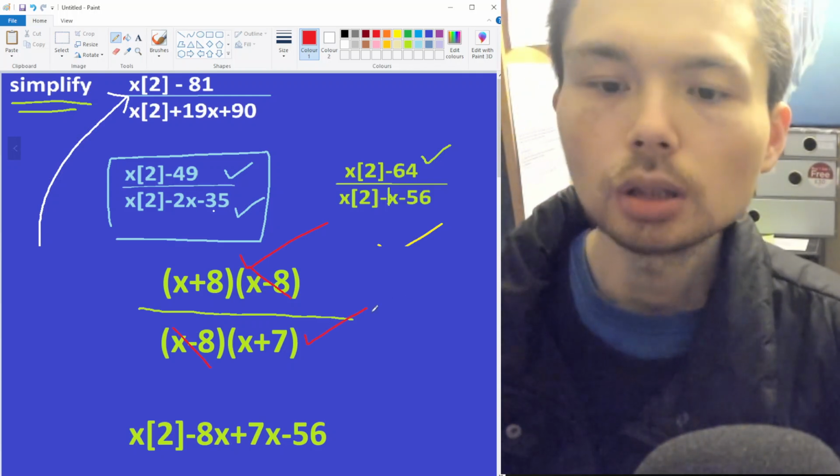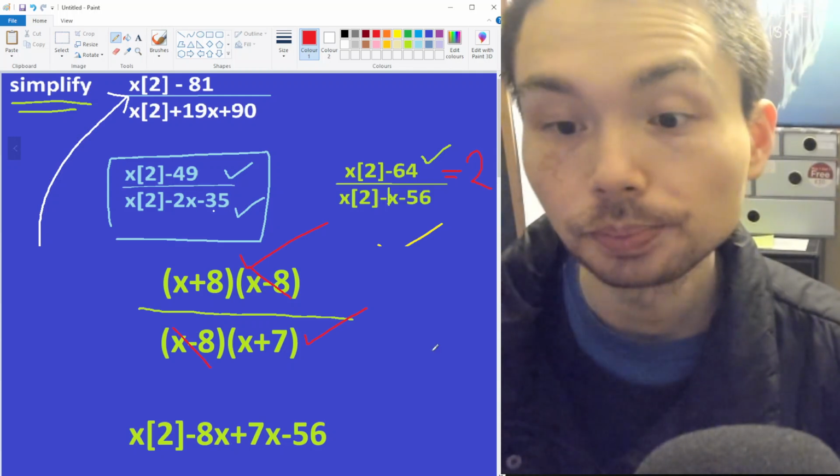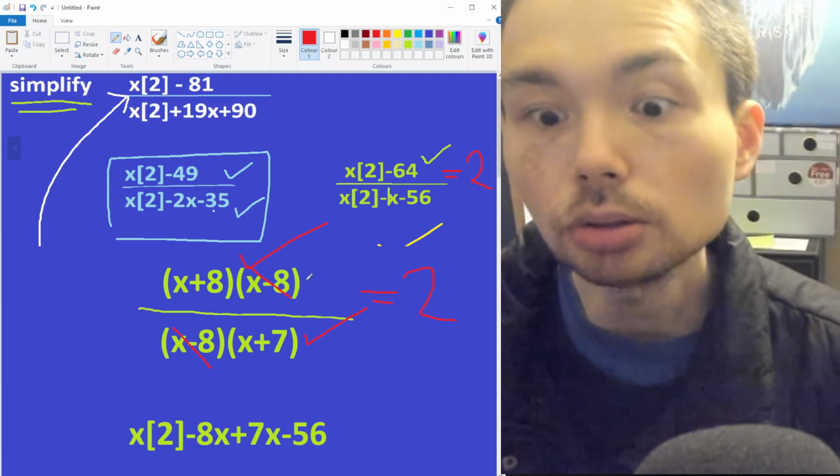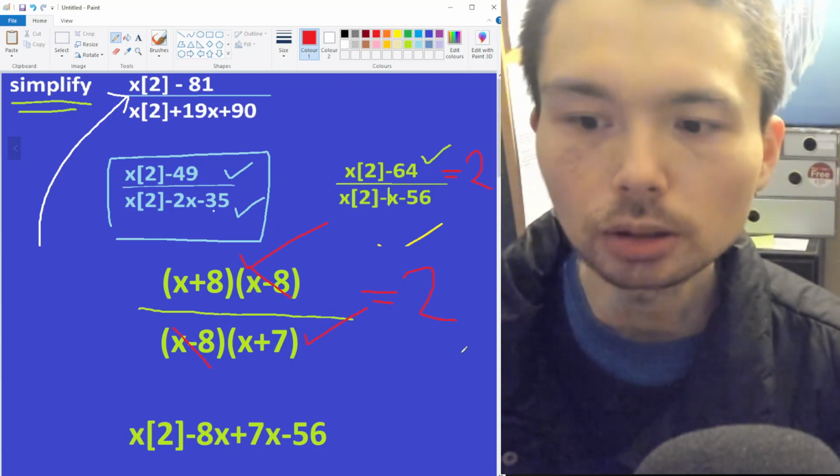These questions are useful for the next step. They might set this equal to a number, like equal to 2. So this is equal to 2, and then you rearrange it, and then you keep solving. That's really the next level kind of question to solve.